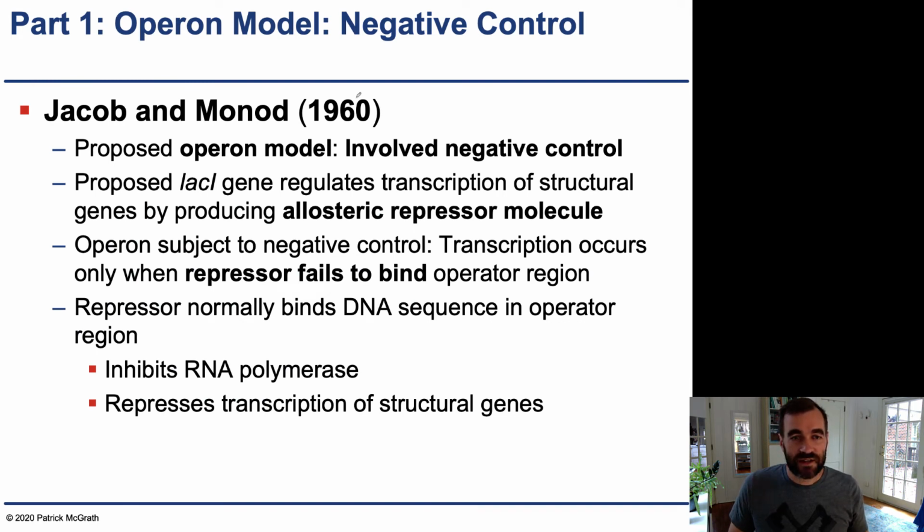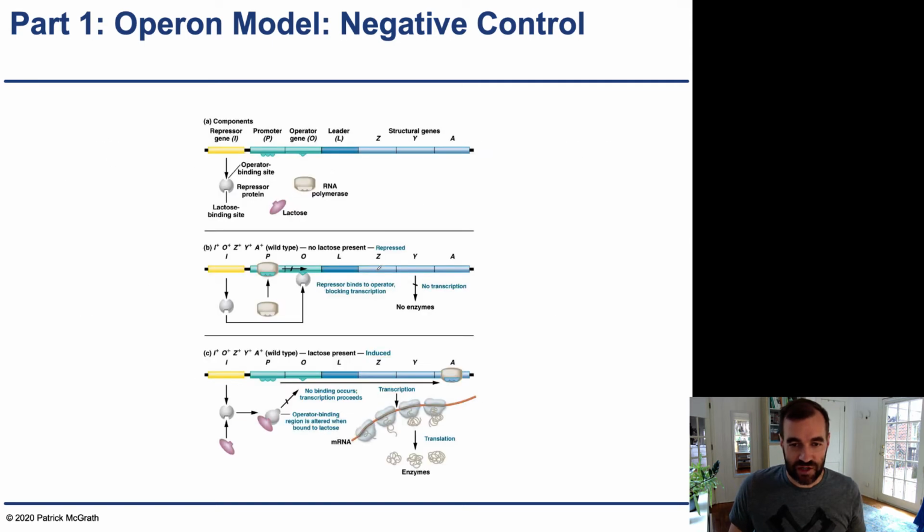In 1960, Jacob and Monod proposed an operon model that explained how this negative control can occur. They proposed that the lacI gene regulates transcription of structural genes by producing an allosteric repressor molecule, and this operon is subject to negative control. Transcription occurs only when the repressor fails to bind. The repressor normally binds to a DNA sequence, and it inhibits the RNA polymerase and represses transcription of the structural genes. So let's see how this is thought to occur.